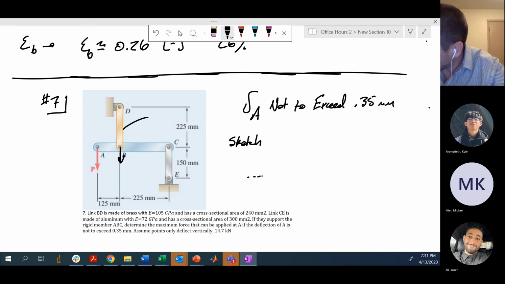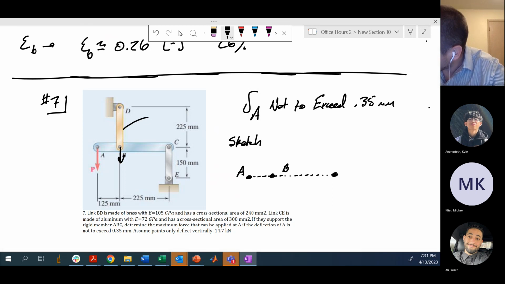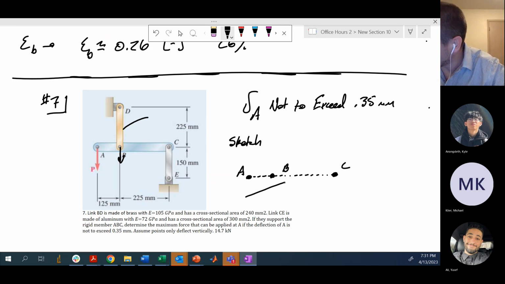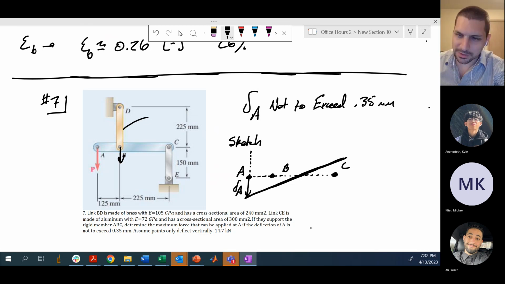Originally you have some original state of A, B, C. Here's A, here's B, and way over here is C. Once you load this thing, it's going to come to a new configuration. I'm going to really maybe exaggerate this, but it's going to have a new configuration that's going to look something like this. We're going to have some downward deflection here, which we're calling delta A. We know what that value is.